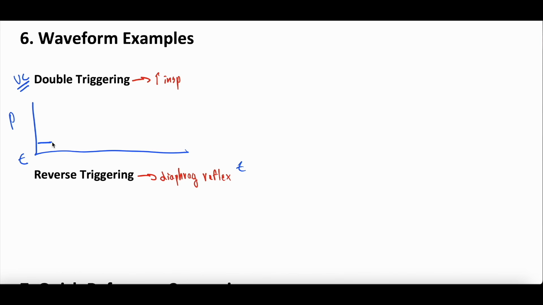But this is your PEEP. It's not at zero pressure. And then your pressure goes up, comes back down, right? Goes up, comes back down. In reverse triggering and double triggering, you'll see this negative deflection. This is the patient starting to inhale, right?